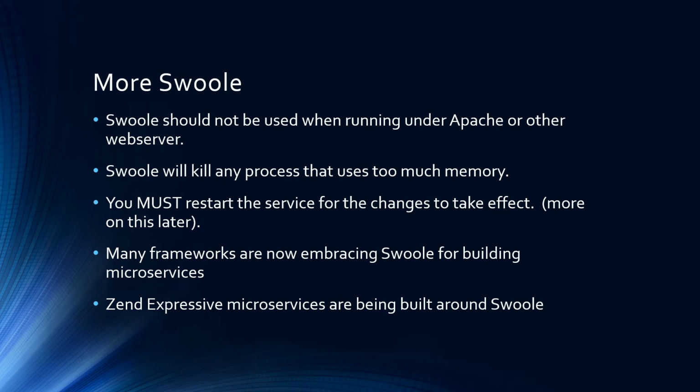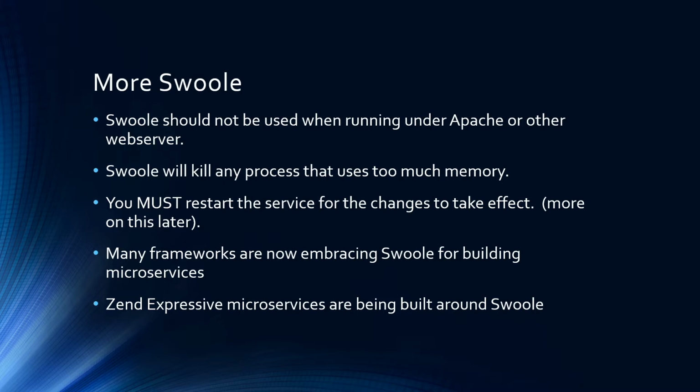A few more details about Swoole. Swoole should never be used when running under Apache or another web server. Swoole can actually fork child processes, and this frequently confuses Apache and Nginx. Swoole will kill any process that uses too much memory.